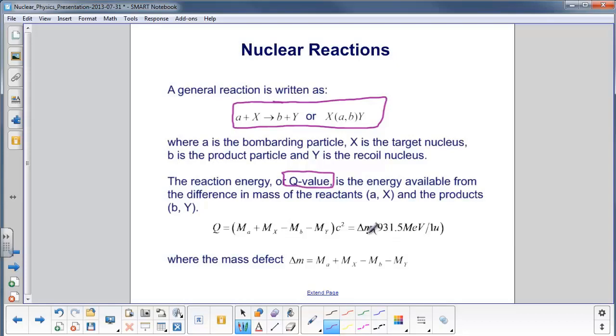And another way of showing this is the mass defect in atomic mass units times 931.5 MeV per atomic mass unit. And this will then give us the Q value in energy. It'll give it to us in MeV. And just one more point, the mass defect is just this term right here. Okay, it's the original masses we started with minus the masses we finished up with, and the difference in those masses is energy.